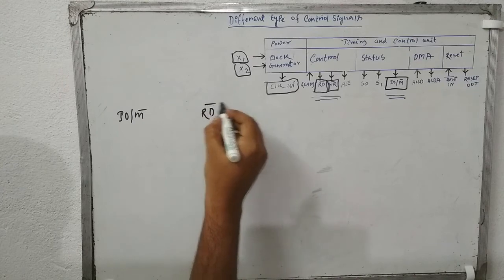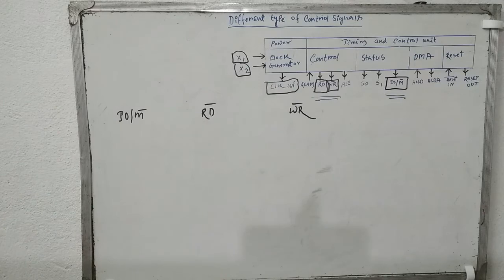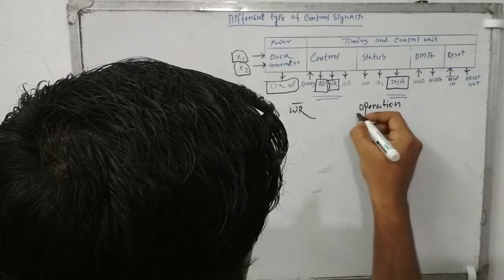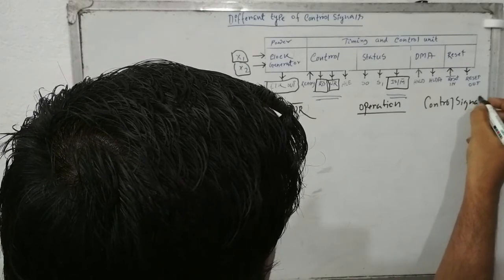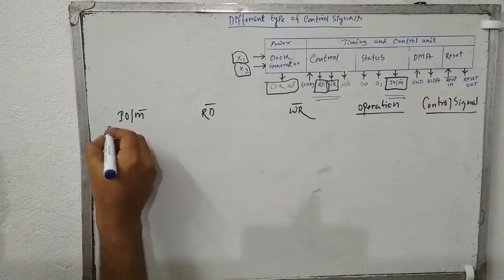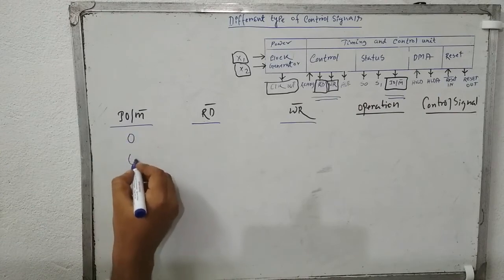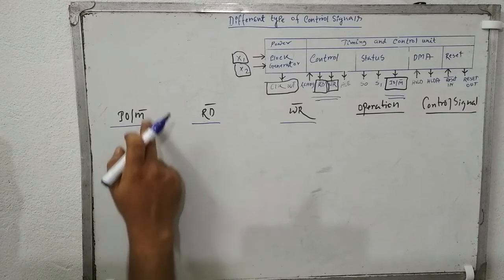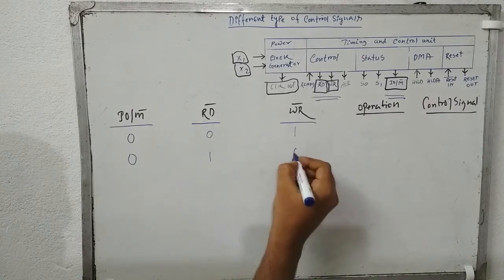Read, write, IO memory, read write operation, control signal. So these were the 3 signals. First we want to perform memory operation. That means 0 0, when we provide the low value, the memory related operation will start. Then 0 1 1 0.